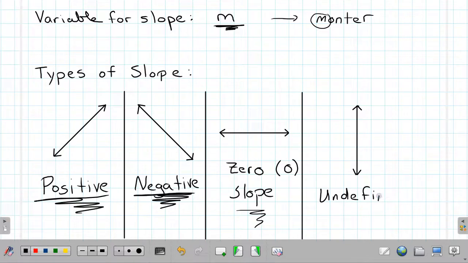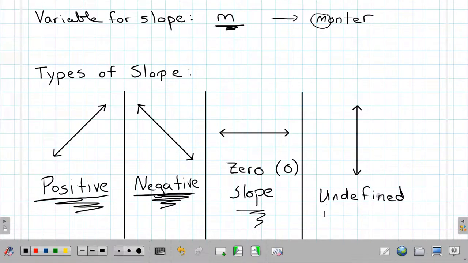Sometimes you might see people call it infinite slope, but that's actually not a good way to think about it. Even though if you do think about it, straight up and down is as steep as you can get. It's the most steep, straight up and down a wall. But we call this undefined because we'll end up getting a number for the slope that we actually can't calculate. And once again, you'll see why when we look at some of these examples.